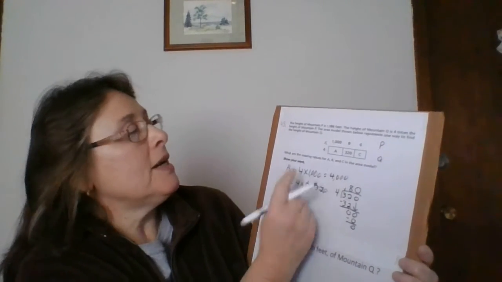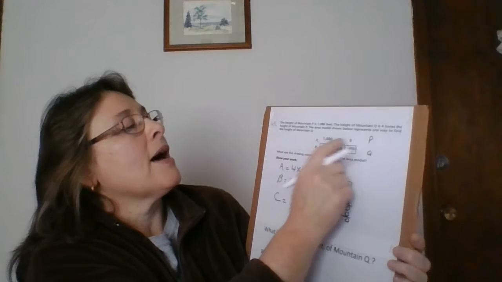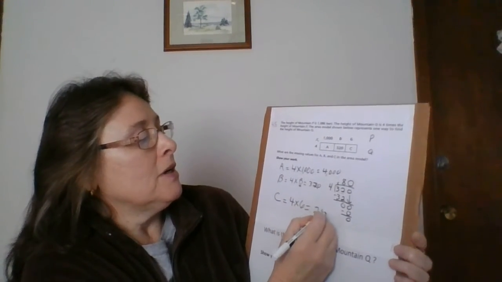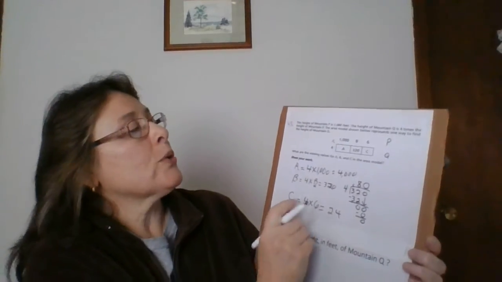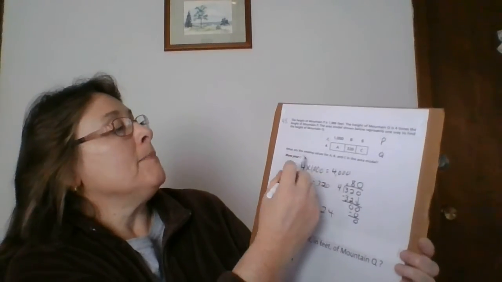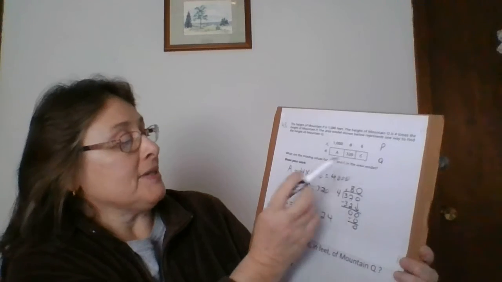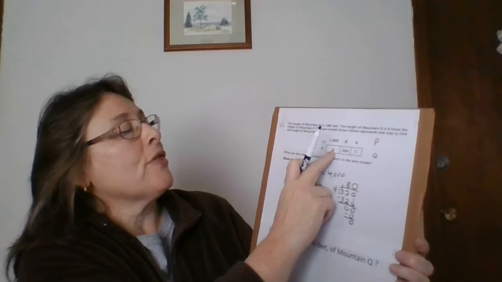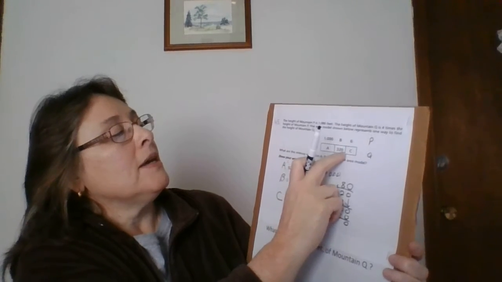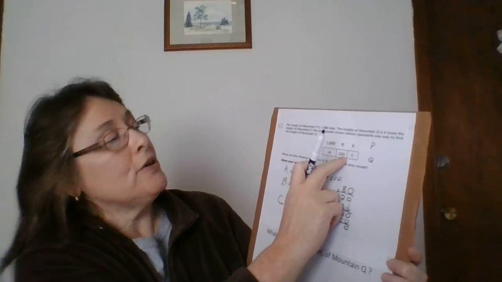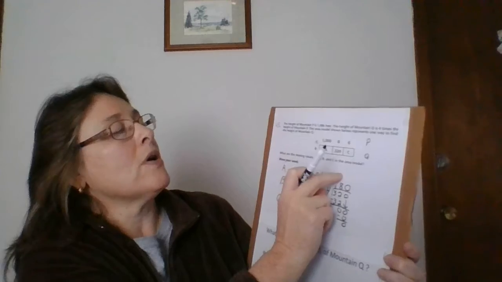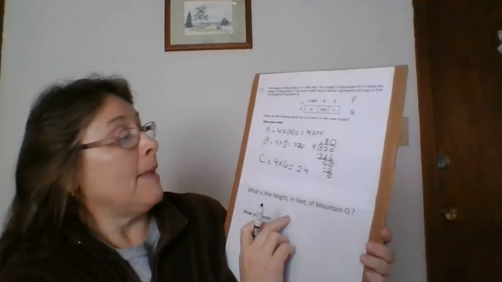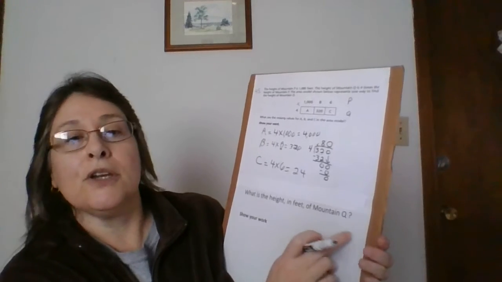And my letter C, 4 times 6. 4 times 6 is 24. So now I found my missing values for A, B, and C. So A is 4,000. The inside is already 320, and C is 24. So now I could go ahead and find the height of mountain Q.